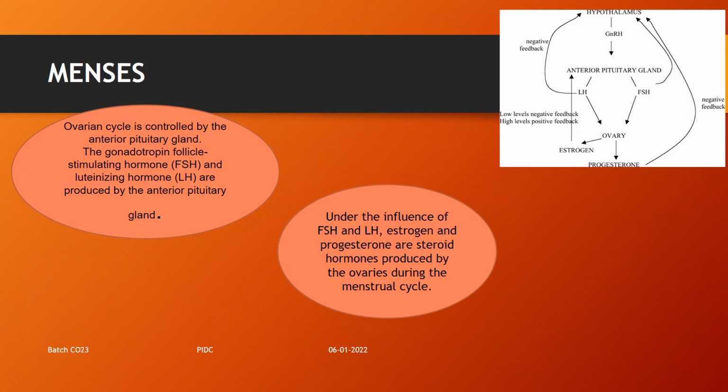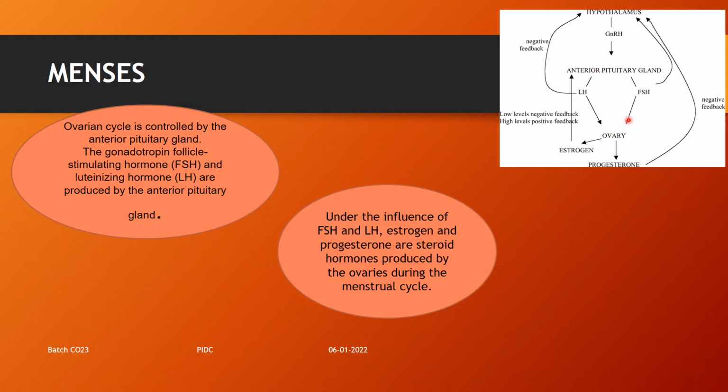Next, we are going to discuss menses or menstruation, the gingival changes associated with menstruation, and what is responsible for these gingival changes. The ovarian cycle is controlled by the anterior pituitary gland, as the picture indicates. So this is the anterior pituitary gland, which will be controlling the ovarian cycle.